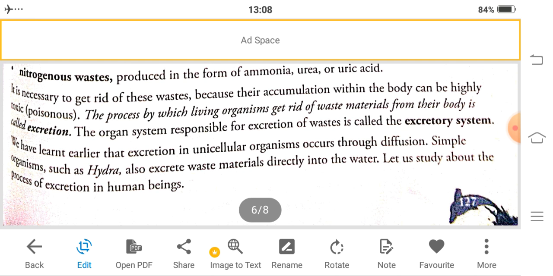In the previous classes we have seen how unicellular organisms get rid of waste. Unicellular organisms get rid of their waste by the simple process of diffusion. Some other organisms like Hydra get rid of their waste directly into the water. Now we will see the excretion process in human beings.